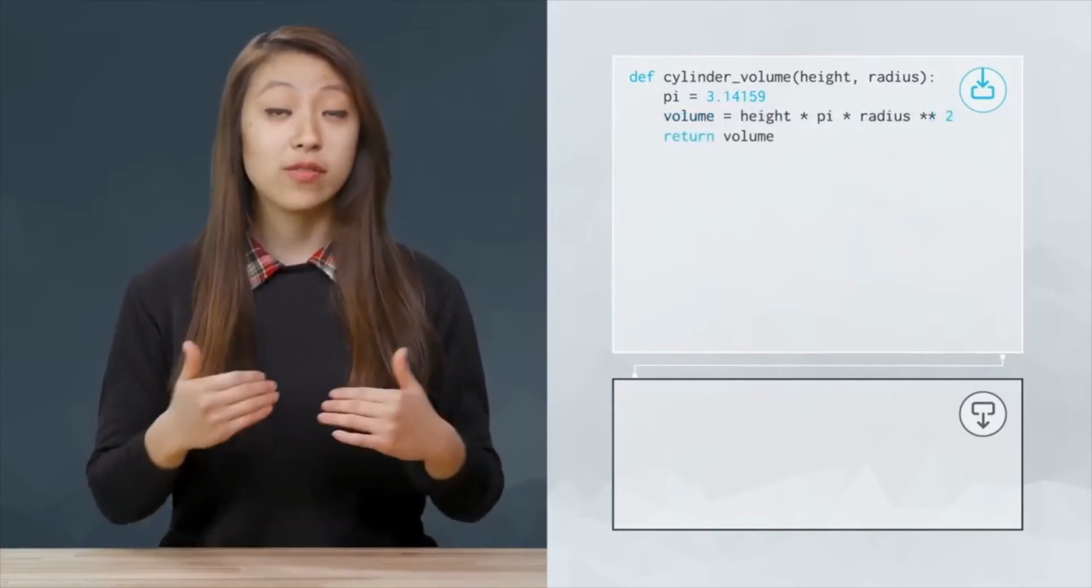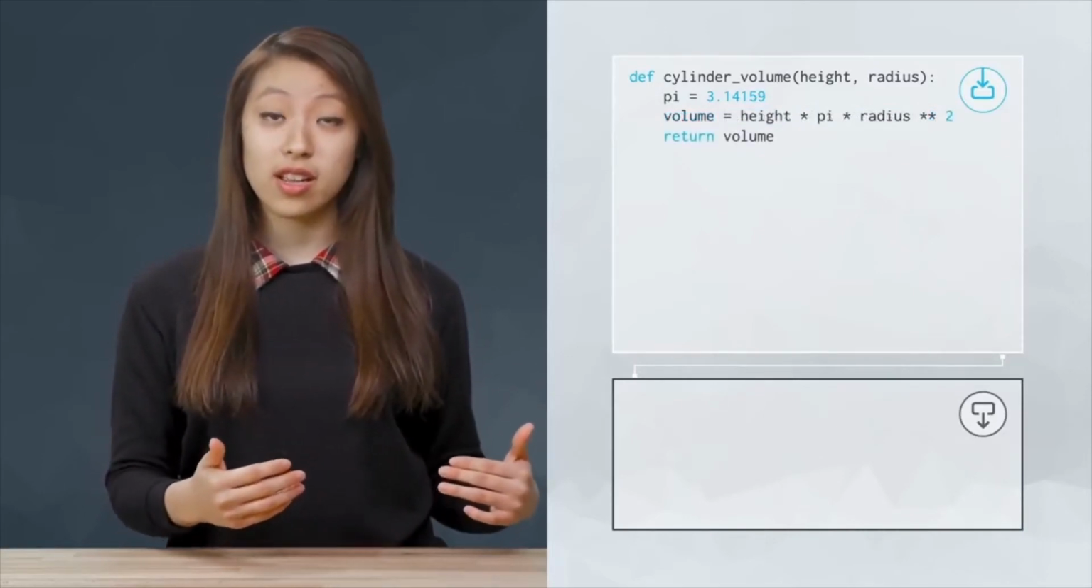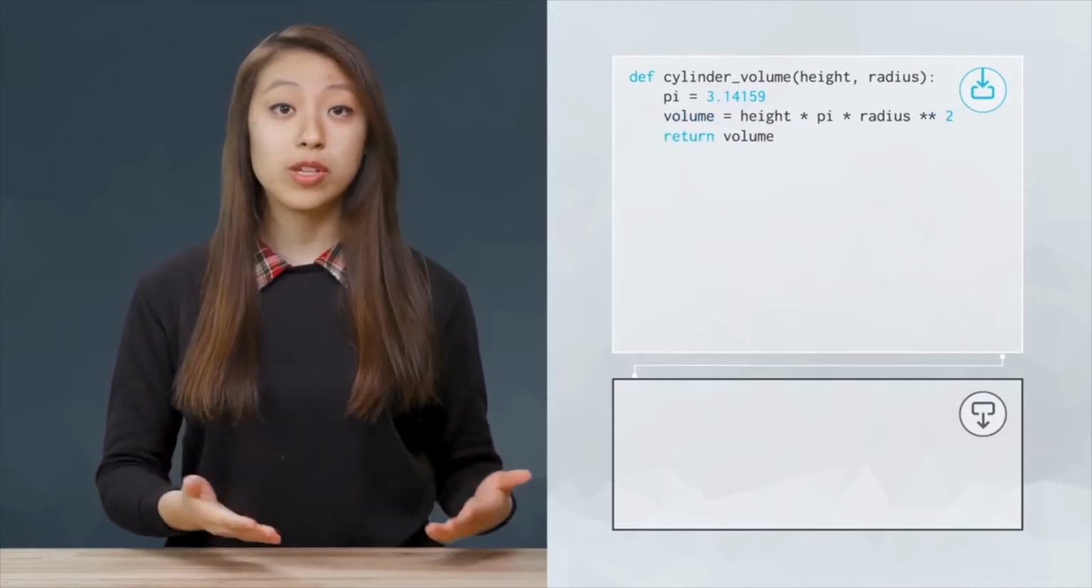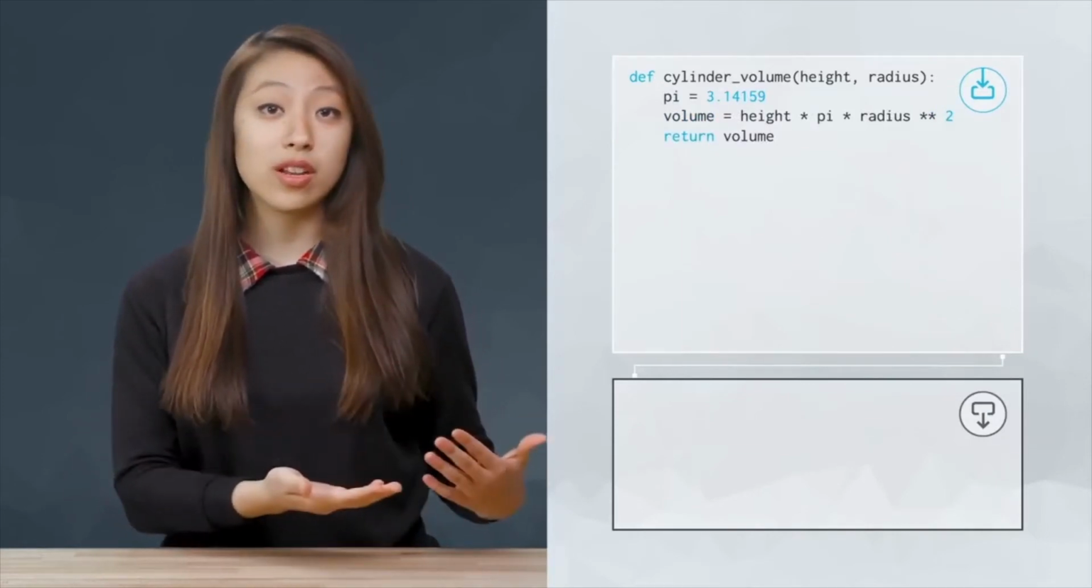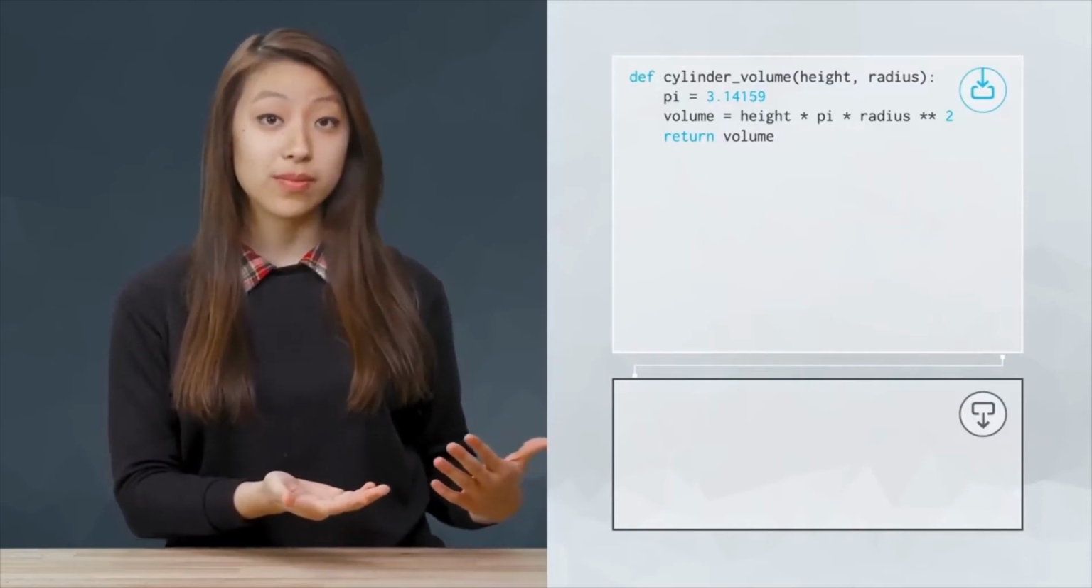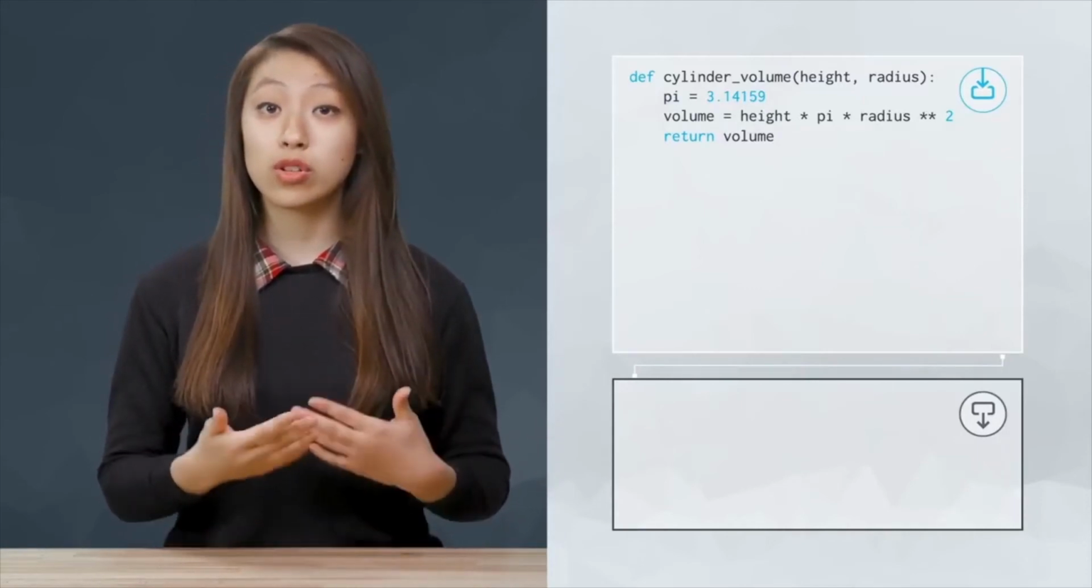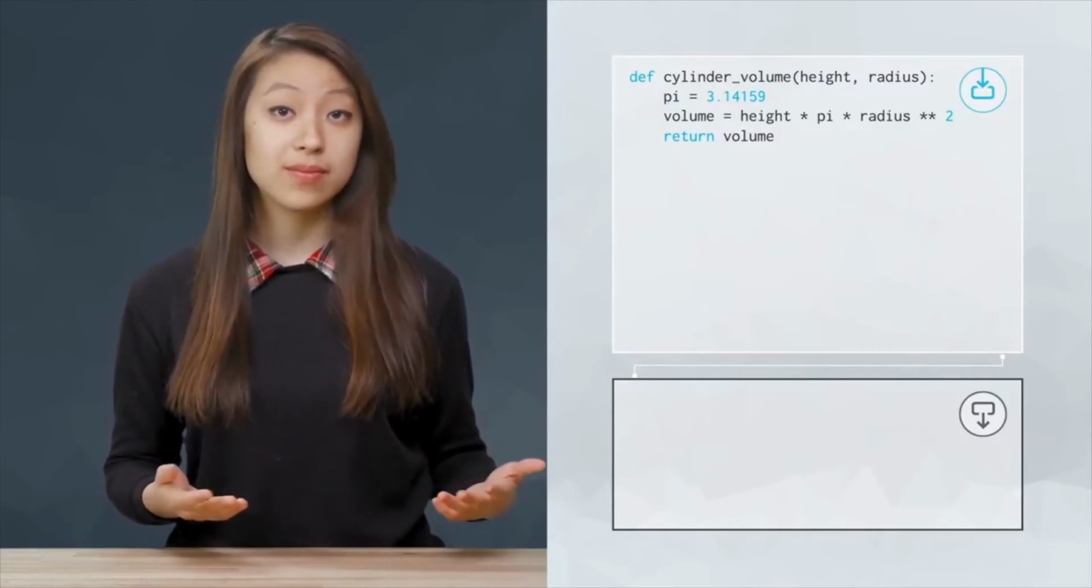Rather than returning the value as it is calculated, an alternative technique would be to calculate the volume earlier in the function body and then store it in a variable named volume. In this case, we would return volume like this.